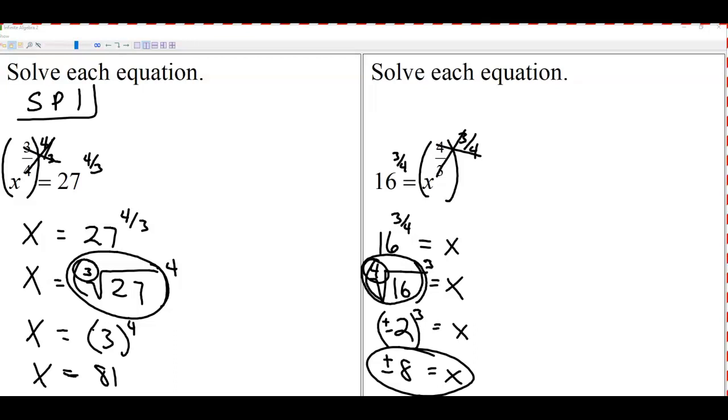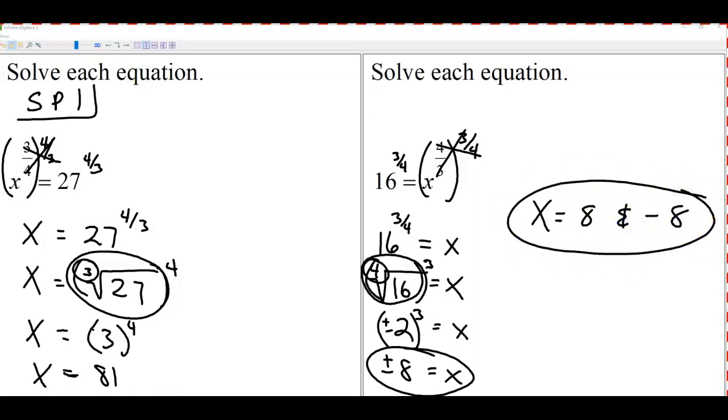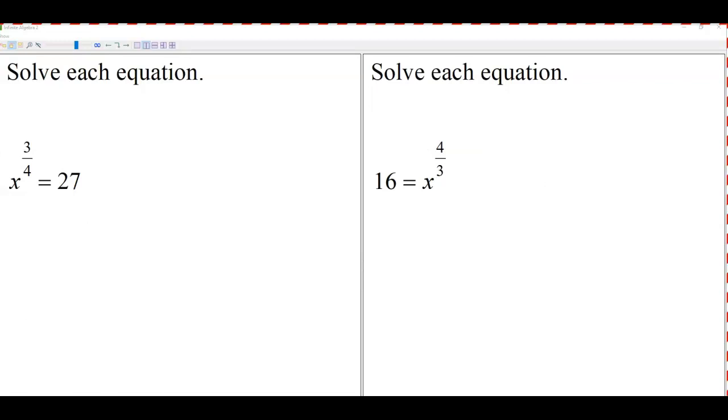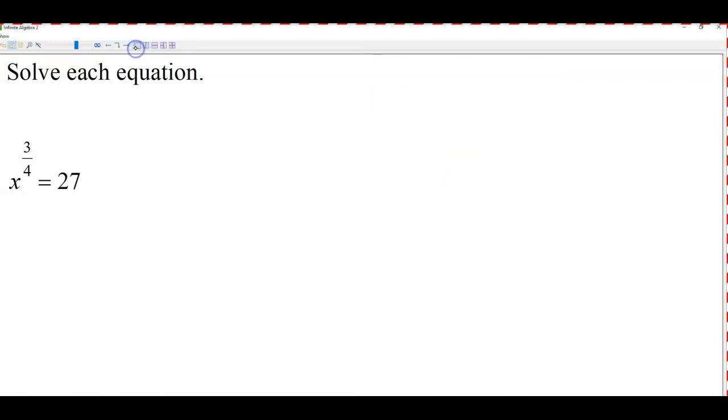Yeah, so you could write it like this, or you can write it like this. It might help to write it like this because on the problems that are going to come up, we will need to have them separate to finish solving it. So let's go ahead and take a look at our next one.